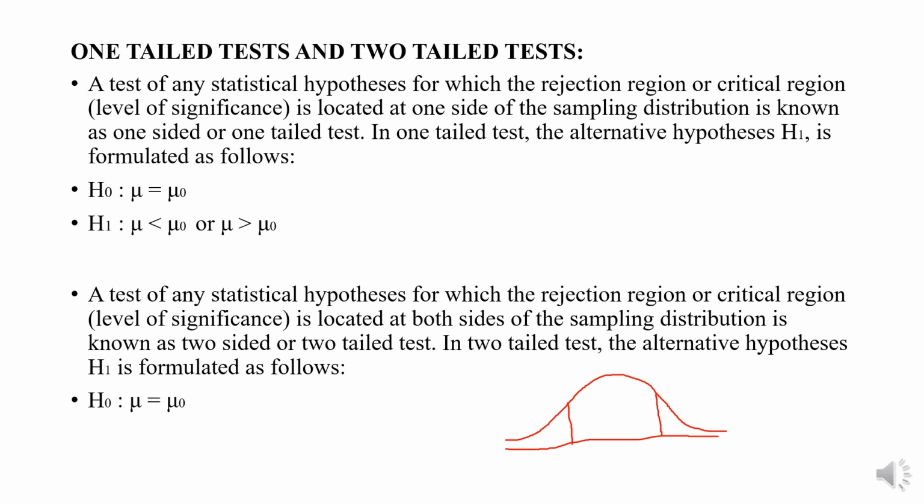Here H naught, or the null hypothesis, is mu equals mu naught, and H1, or the alternative hypothesis, is mu not equal to mu naught.